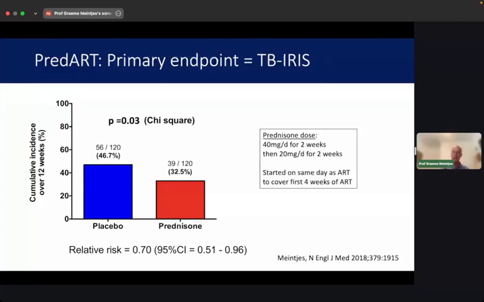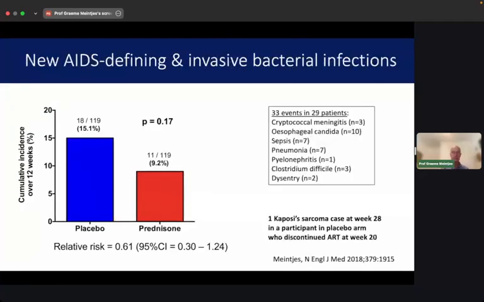So what it says is if patients are at high risk of developing TB IRIS, covering the first month of ART with this moderate dose of prednisone doesn't completely prevent TB IRIS, but it does reduce the risk. And those patients who develop TB IRIS on prednisone tended to have milder forms of TB IRIS than those who developed it on placebo. I haven't shown you that data, but in the paper we described that.